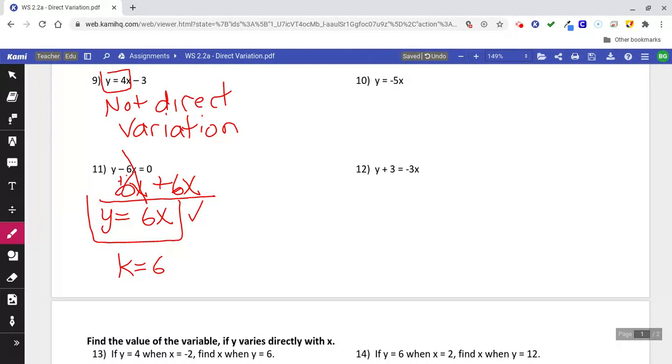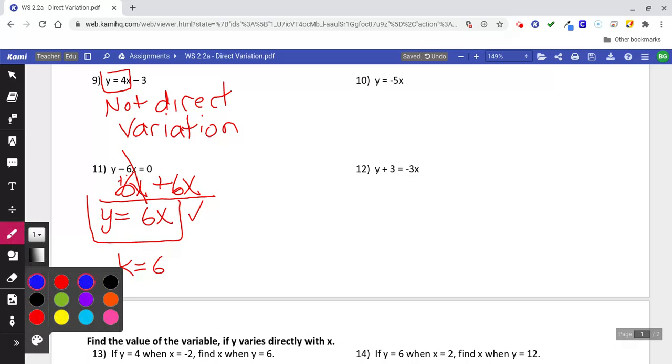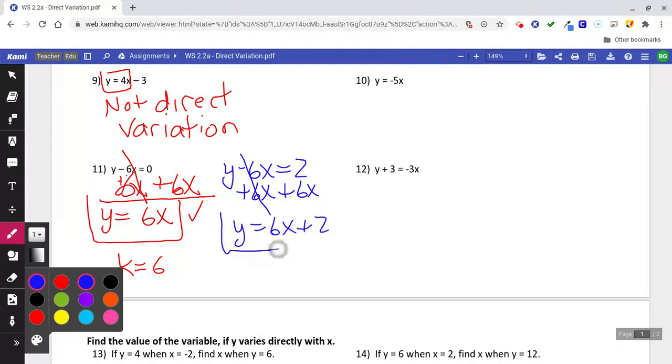So I want to give you another example of that real quick. If the problem had said this, y minus 6x equals 2, and you try to do the same thing, if you add 6x to both sides, notice those aren't like terms. You'd get y equals 6x plus 2. That's not in the right form because you've got that extra plus 2. That's not direct variation.